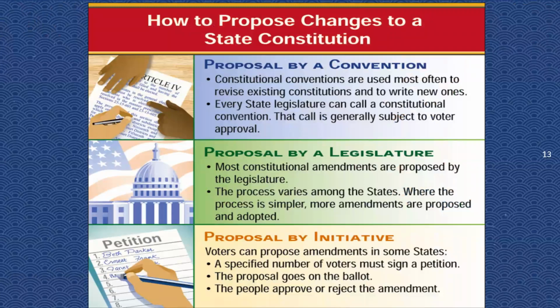To propose an amendment, you kind of have 3 options here in a state. You can propose it by a convention. You can propose it by legislature, so people who are elected can propose an amendment, or it can be proposed by initiative, meaning a petition. So a number of people can sign on to a petition, and it can be added to a ballot that people will vote on.